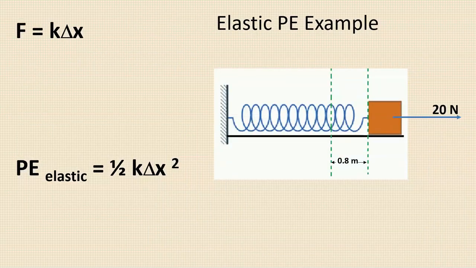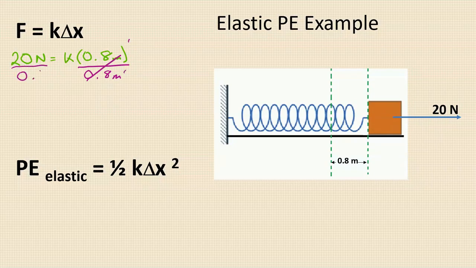So let's look at an example of elastic potential energy. We go back to our original spring, and we've had a displacement of 0.8 meters and a force of 20 newtons applied to it in order to make it displace that. So first we need to find the spring constant. So we put in the 20 newtons equals the spring constant times 0.8 meters. We need to divide out the 0.8 meters from each side so that we get the spring constant by itself. That leaves us with a spring constant of about 25 newtons per meter.